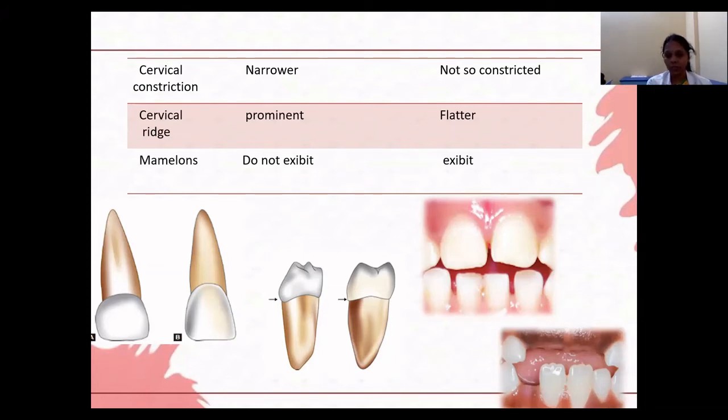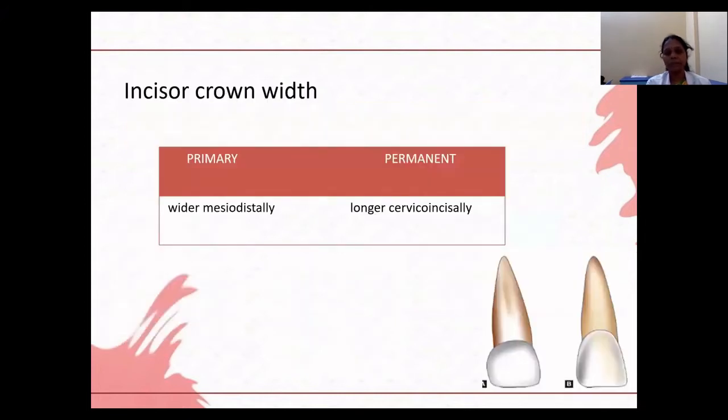And the demarcation which I told you that you are seeing in the fourth picture is the mamelons, which will be exhibited only in the permanent dentition. So these are the main crown-wise differences for the primary and the permanent dentitions.